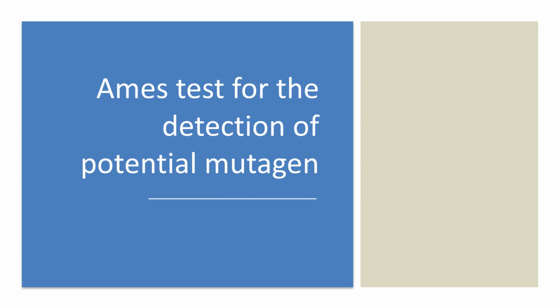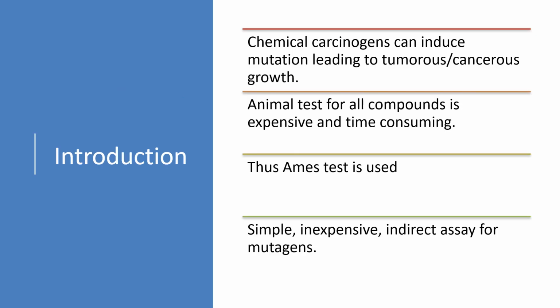In this video, we will learn about Ames test for the detection of potential mutagens. As we know, chemical carcinogens can induce mutation which can lead to tumorous or cancerous growth. And normally we test for mutagens or carcinogens on animals. But animal testing for all compounds will turn out to be a lot expensive and time consuming as well. Thus, we use Ames test.